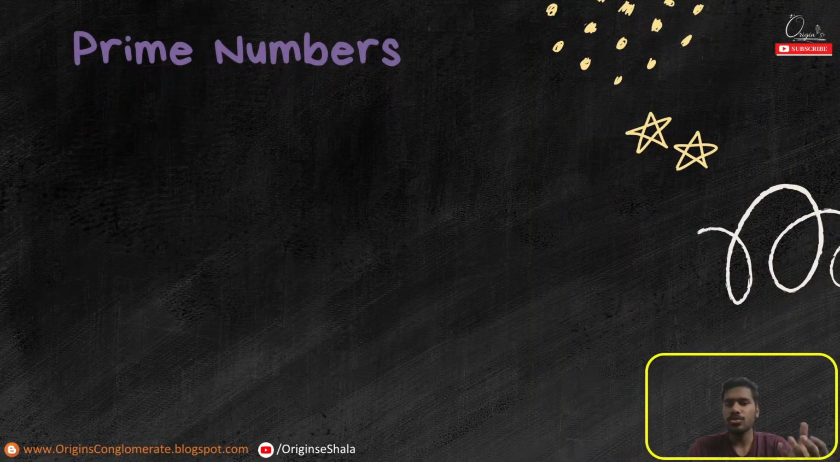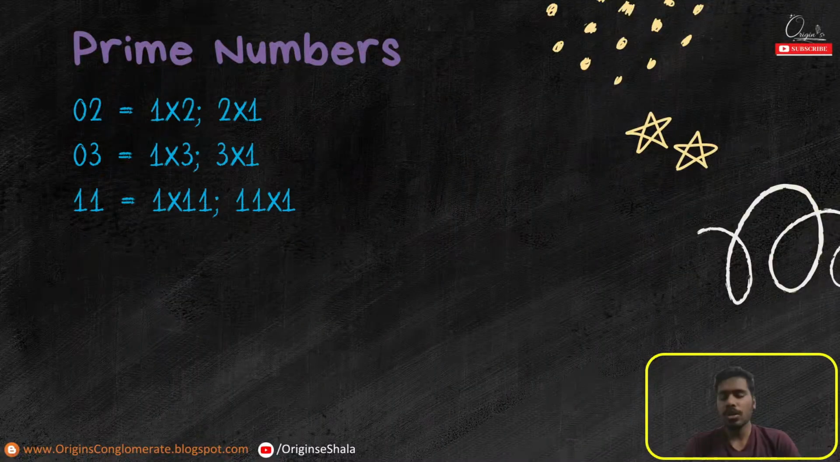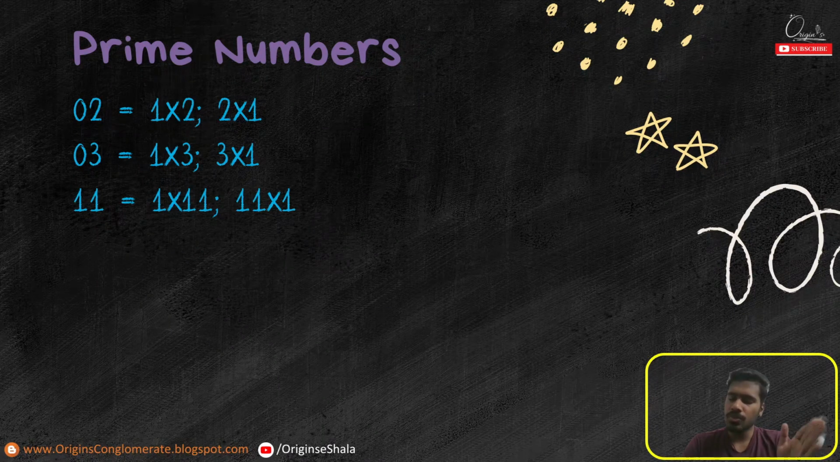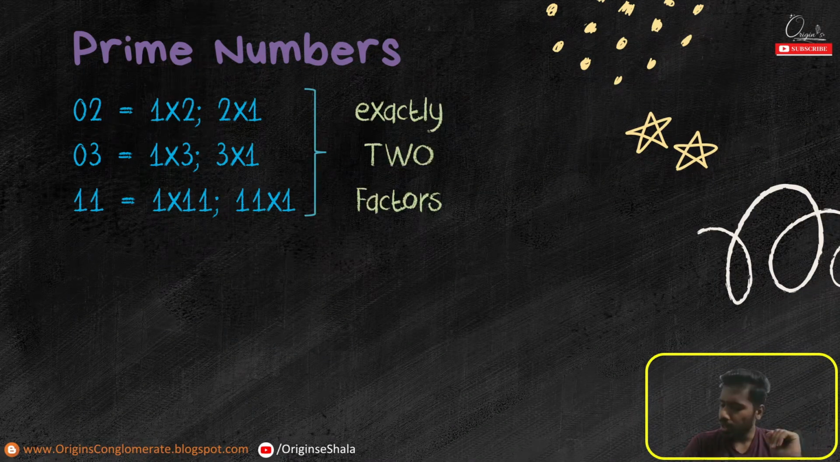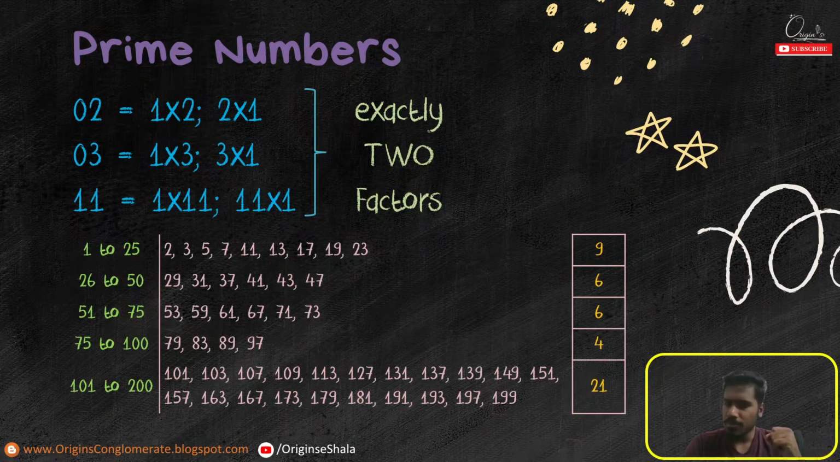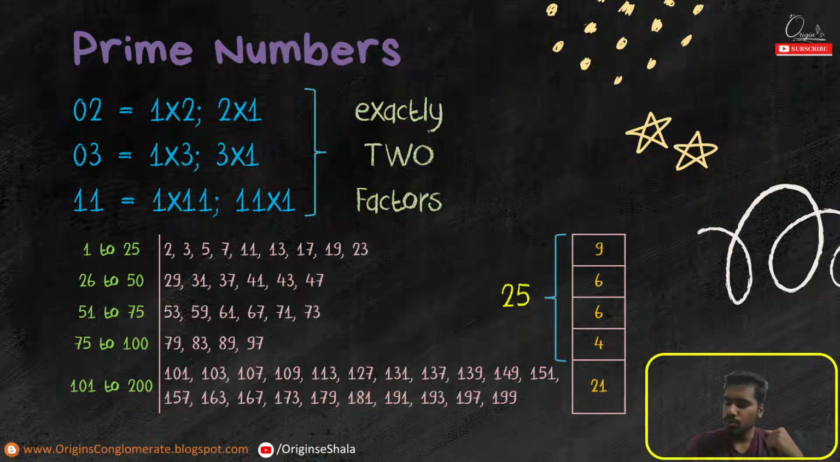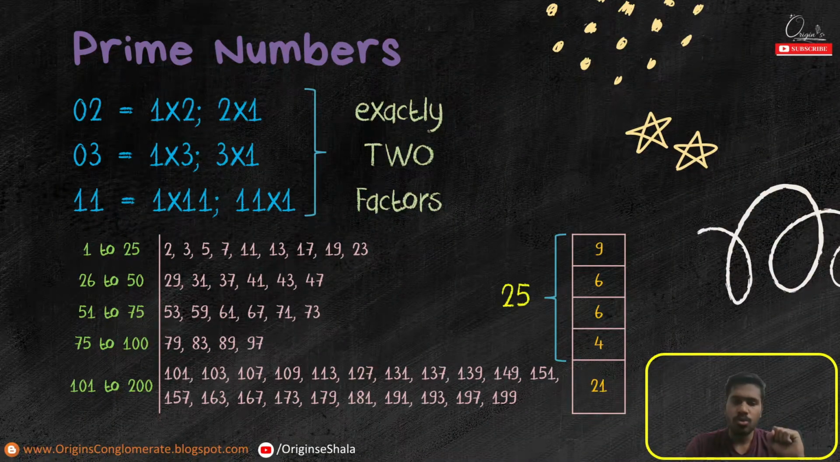Now the main reason we did that was because I want you to get acquainted with prime numbers. Similar to 6 and 56, if we try to write 2, 3 and 11, we will only end up with these two pairs, that is, the product of the number with 1 itself. So we can conclude that these numbers have exactly two factors, and having exactly two factors is what we call being a prime number. Just for your information, between 1 to 100 there are exactly 25 primes, and between 1 to 200 there are 46 primes in total.